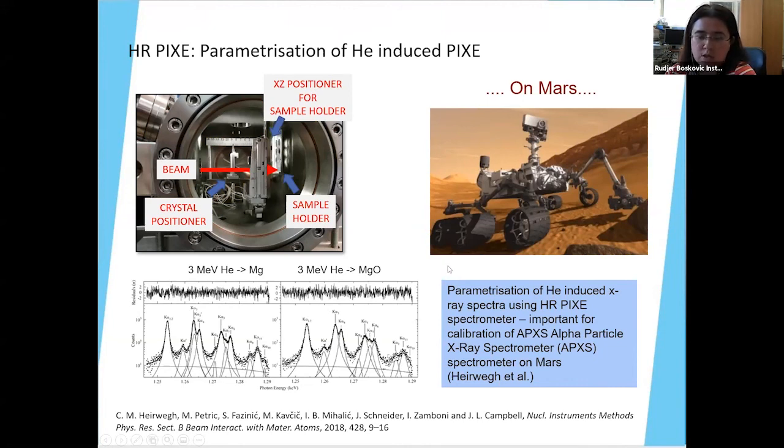So based on this request, we measured the influence of different energies of helium on magnesium oxide, aluminum and its oxide, and we covered all the elements up to calcium, which is now used to parameterize the helium-induced X-ray spectra, from which they created the database to perform quantitative analysis of spectra taken from Mars. So basically, this is it.